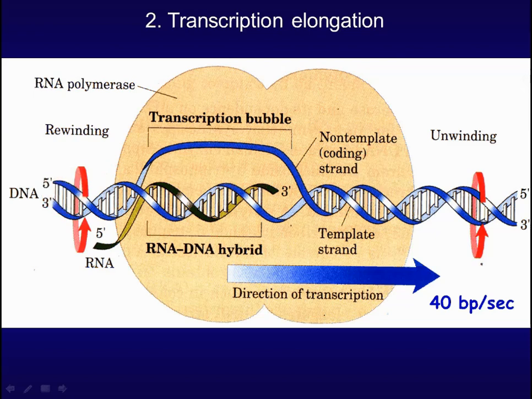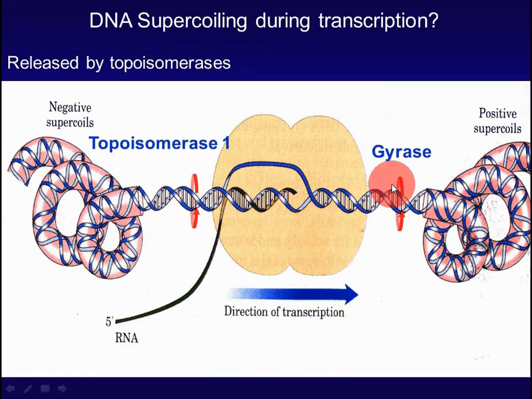Opening up the double strands creates supercoils ahead of the transcription bubble that need to be unwound in order for the RNA polymerase to pass through. On the other side of the transcription bubble, the 2 strands need to be rewound to bring the DNA back to a double helix. Unwinding ahead of the transcription bubble is carried out by DNA gyrase. Rewinding behind the transcription bubble is done by topoisomerase I.